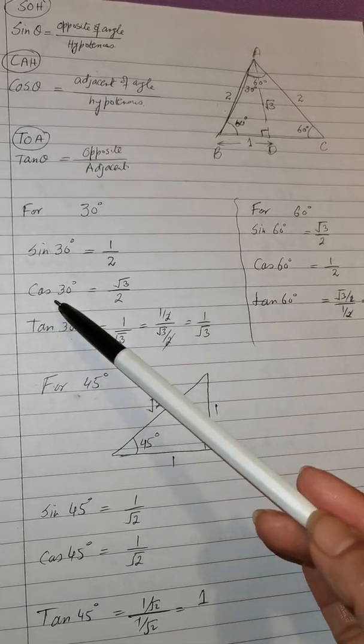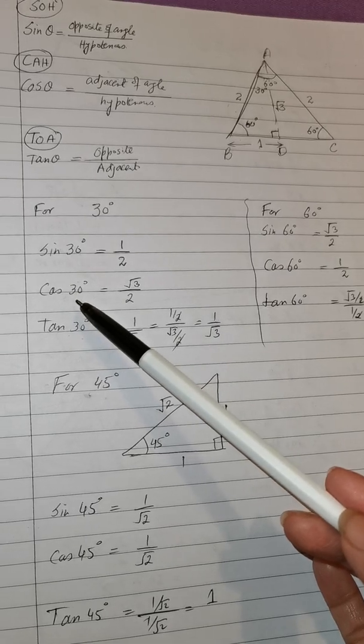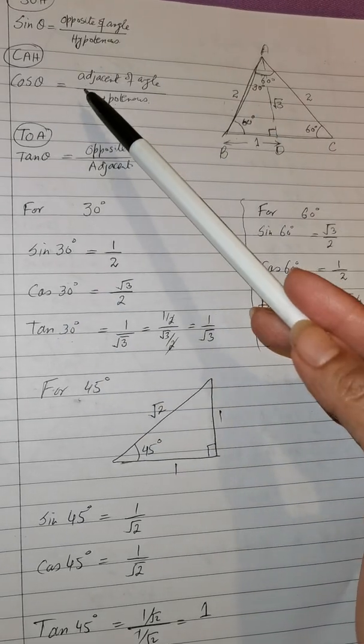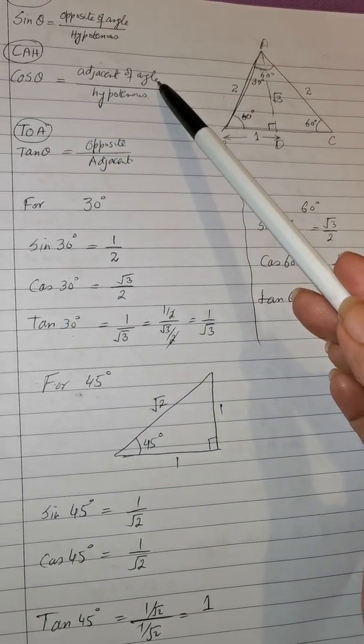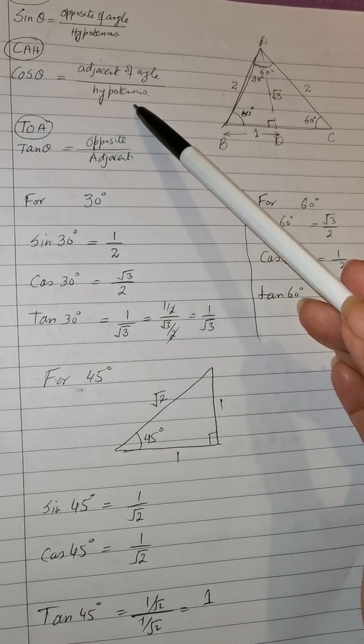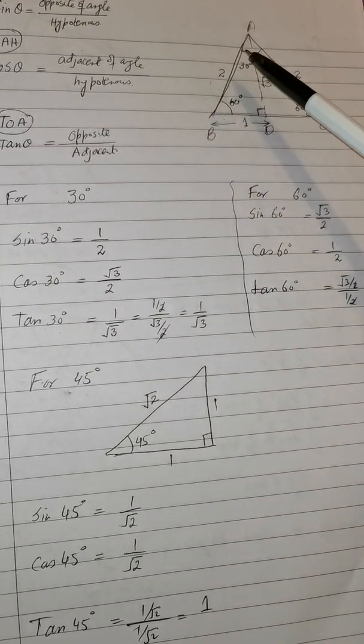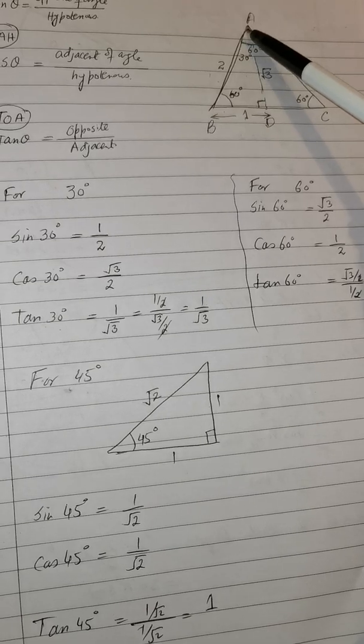Now, if you consider cos 30 degree, the cos theta formula is the adjacent of that angle divided by hypotenuse. Now, for cos 30 degree, what will be the adjacent? 2.